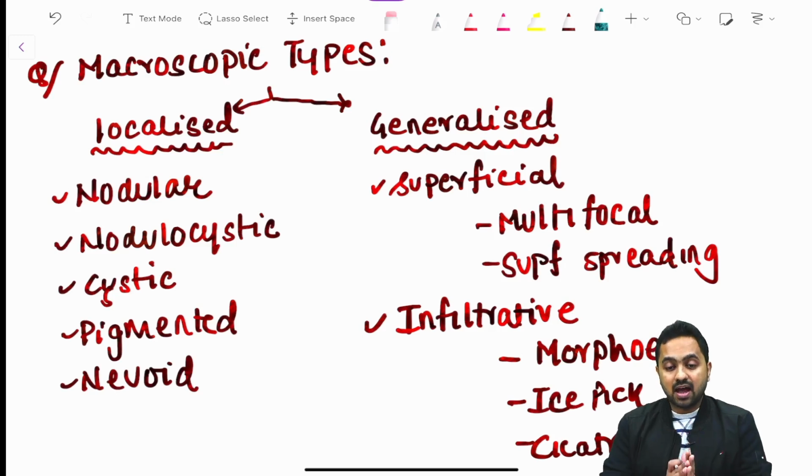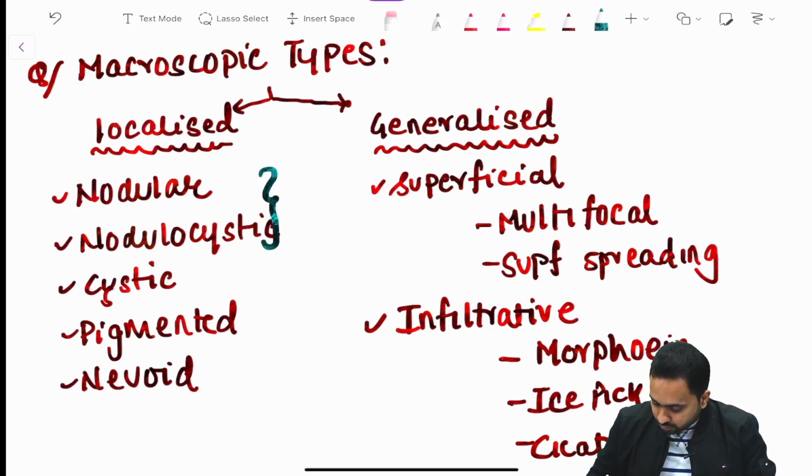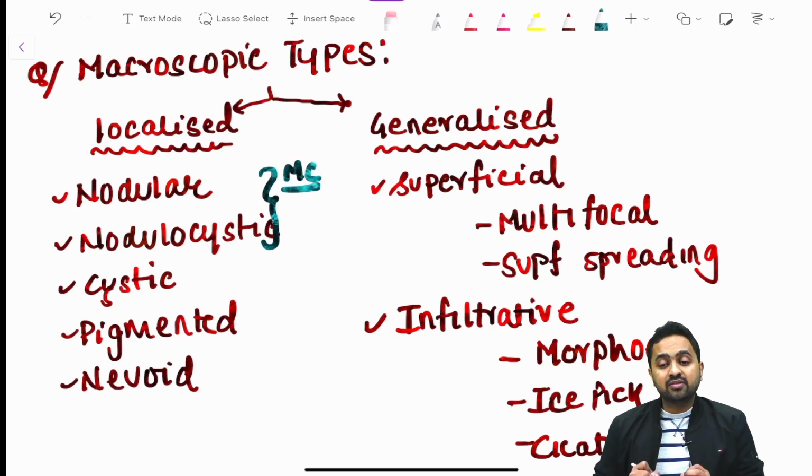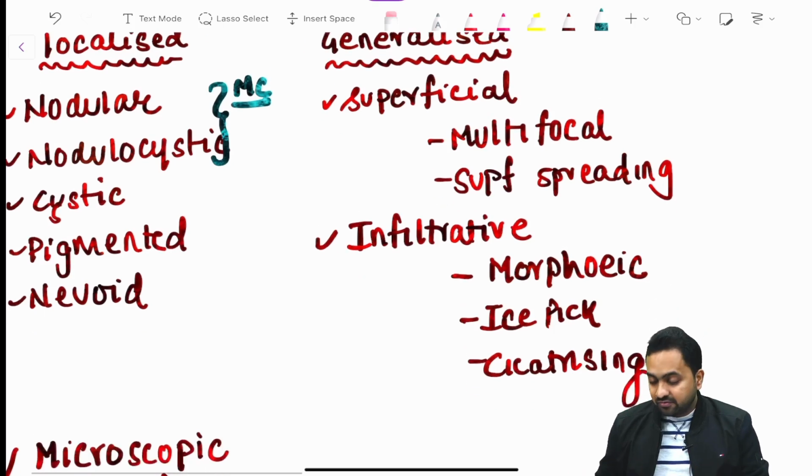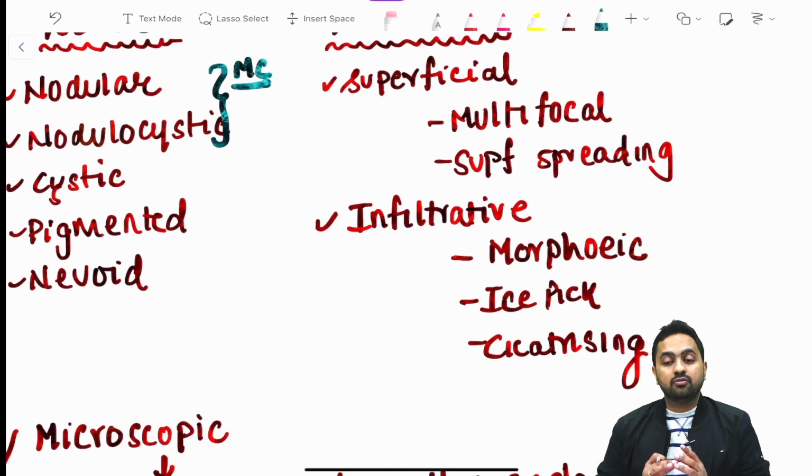And the various types of your basal cell carcinoma can be classified as localized and generalized. In localized, we have your nodular and nodulocystic variant, the cystic variant, the pigmented variant, and the nevoid variant. The nodular and the nodulocystic are your most common variants. In generalized, we have your superficial and infiltrative types, where superficial includes your multifocal and superficial spreading, whereas infiltrative type includes your morpheaform, infiltrating, and cicatrizing type.